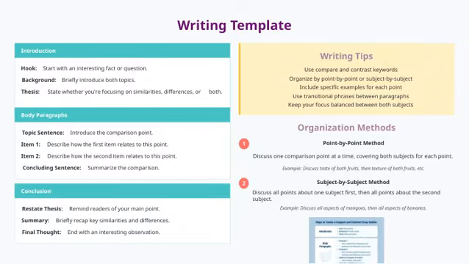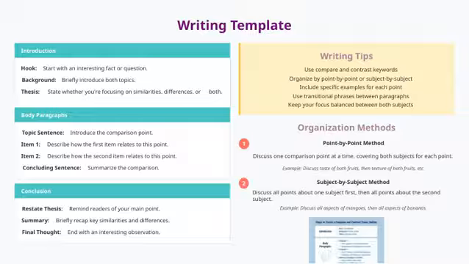Let's take a closer look at the writing template on this slide. First, we start with the introduction, which includes a hook, something interesting like a fact or question to grab attention. Then, we provide some background by briefly introducing the 2 topics we're comparing. Next, we state our thesis, clarifying whether we're focusing on similarities, differences, or both.